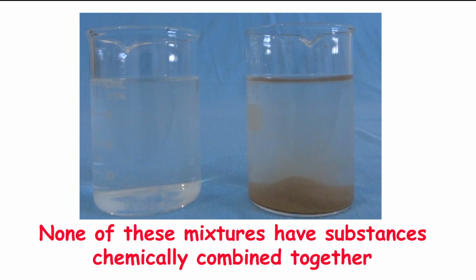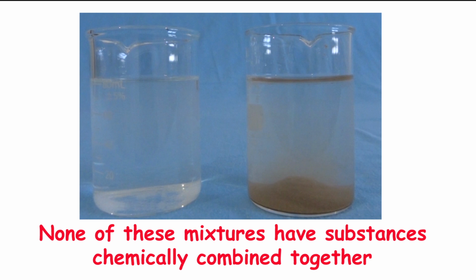Which of these have substances chemically combined together? Actually, none of these mixtures have substances chemically combined to each other. When the salt is dissolved in water, it is not changing into a new matter. And the same thing applies to the sand. When the sand is mixed with water, it is not changing into a new matter either, and no chemical bonds are formed between the different constituents of this mixture.